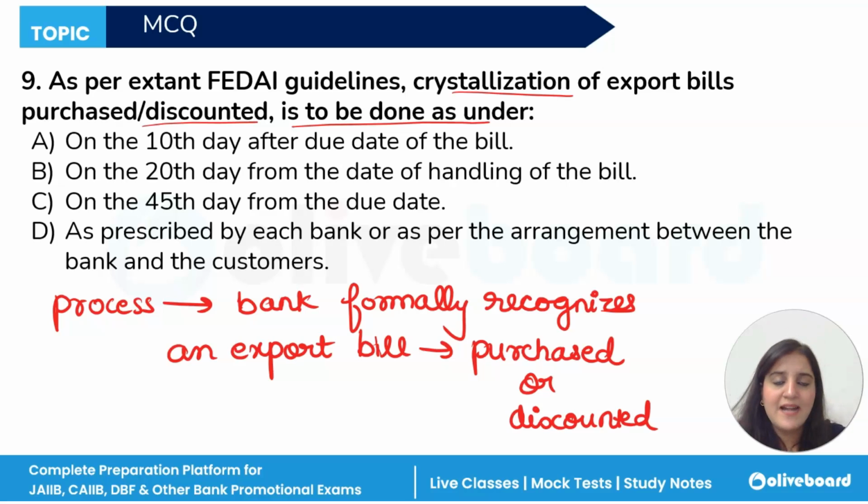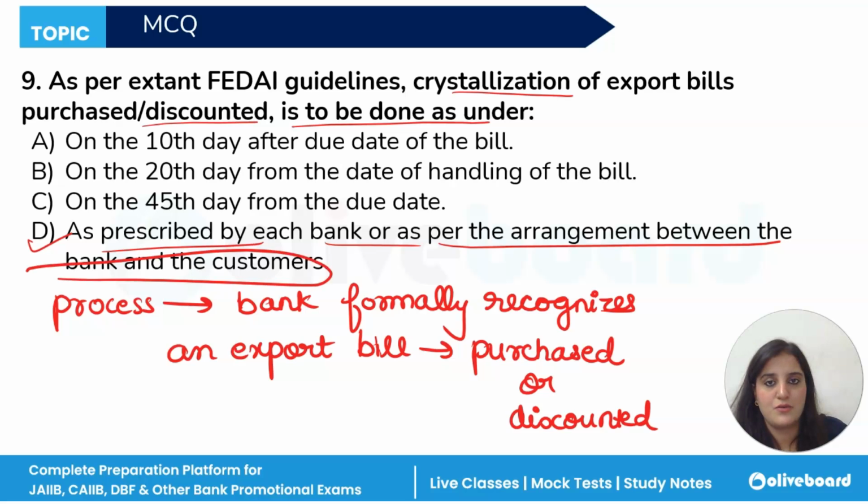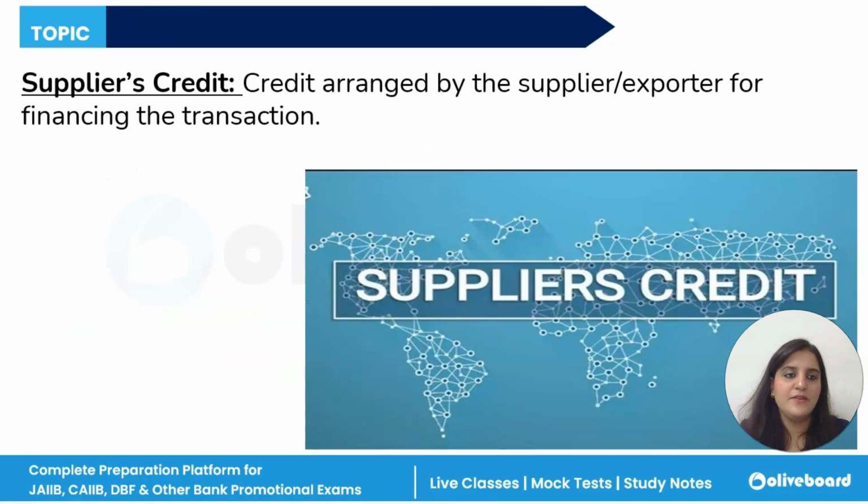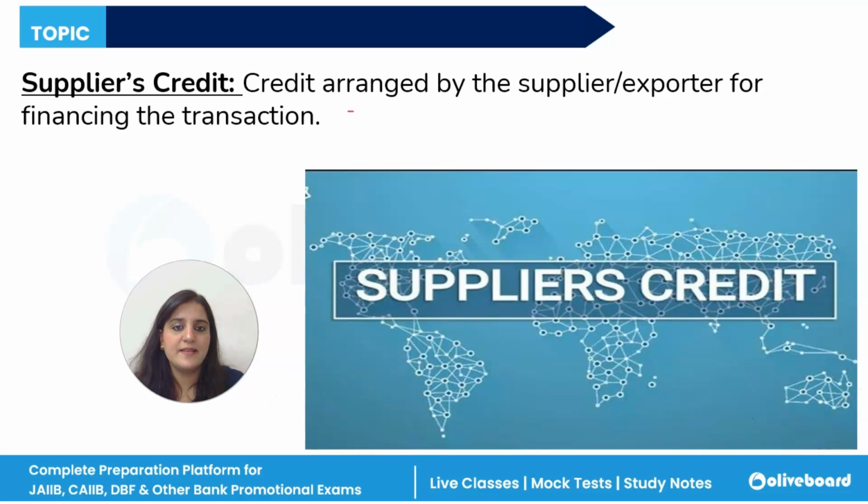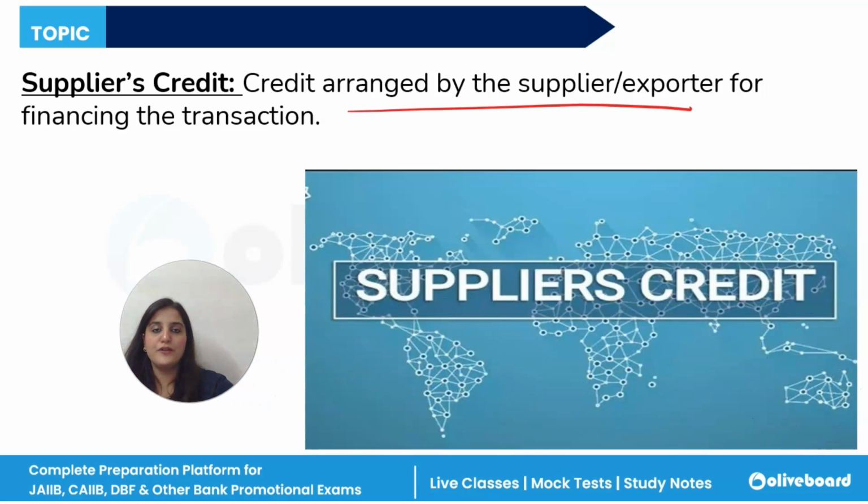Okay, so we can say that, for example, an exporter sells goods worth $10,000 to an importer in another country, and the payment terms are as prescribed by each bank as per the arrangement between the bank and the customers. So this is the correct answer here. Understood what is the meaning of crystallization of export bills. Now moving to the next one. Supplier's credit: we know that supplier's credit is the credit arranged by the supplier, the exporter, for financing the transactions.